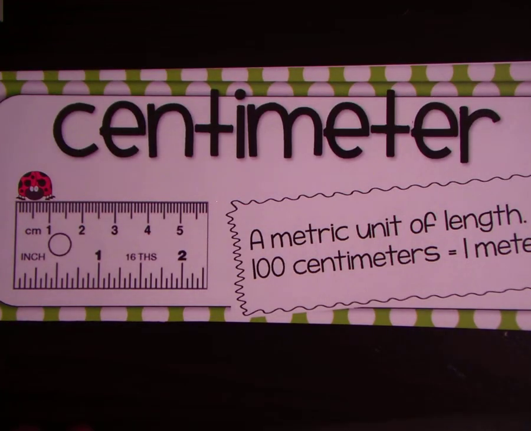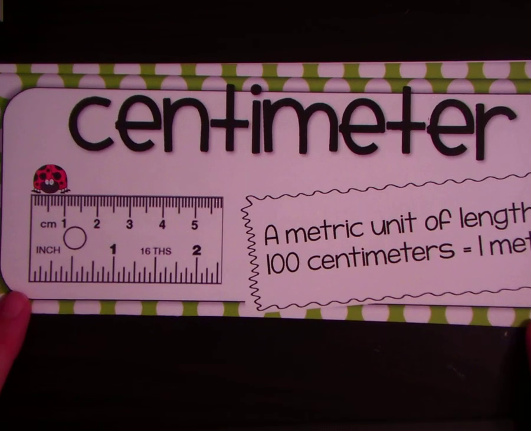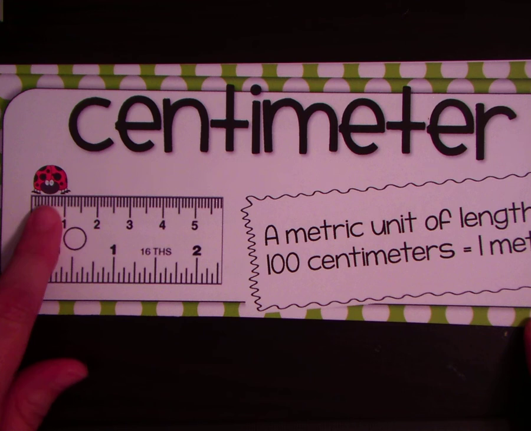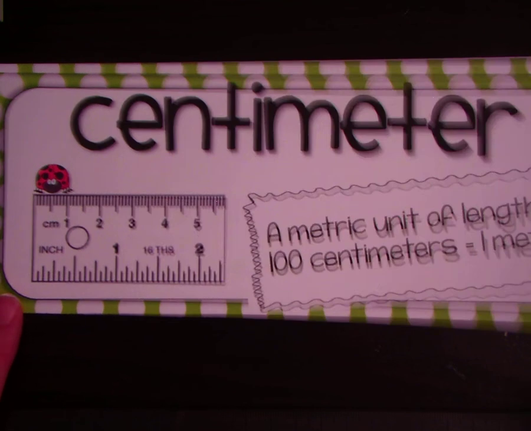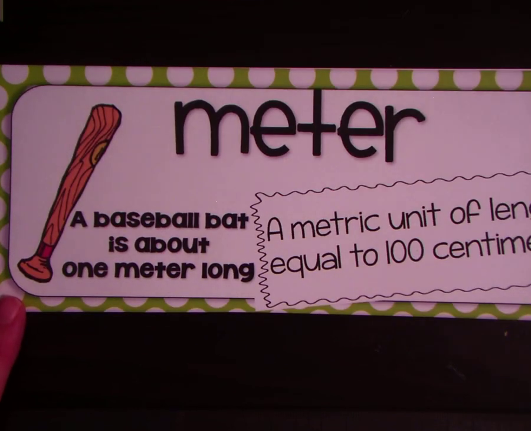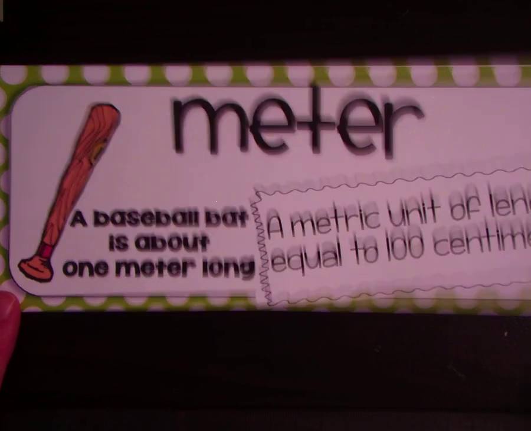On the other side of the ruler, we have the metric measurements, which are centimeters. Centimeters are smaller than inches, as you can tell on this ruler here. It has a ladybug here for an estimation of what 1 centimeter is. 100 centimeters equals 1 meter. So, like the length of a baseball bat is about 1 meter long.